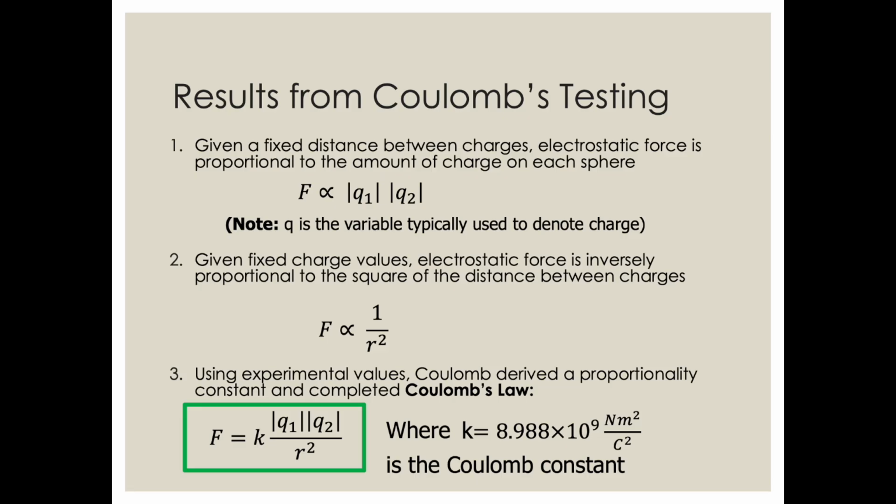Based on all the data collected from these tests, Coulomb was able to determine a constant that made the proportionality into a final equation. This constant, called Coulomb's constant, denoted by lowercase k, has a value of 8.988 times 10 to the 9 Newton meters squared per Coulomb squared.